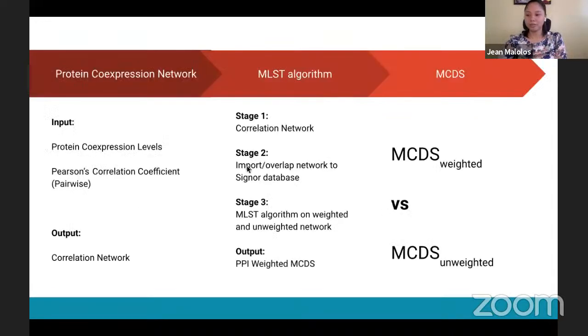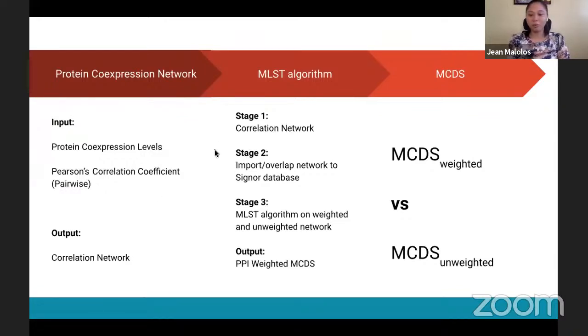In our methods, this is generally the workflow that we followed. First, we established a protein co-expression network by using protein expression levels of breast cancer tissue available in the TCGA database. Then we computed the Pearson correlation coefficient for each pair to come up with a correlation network. This correlation network served as the weights of protein interactions.